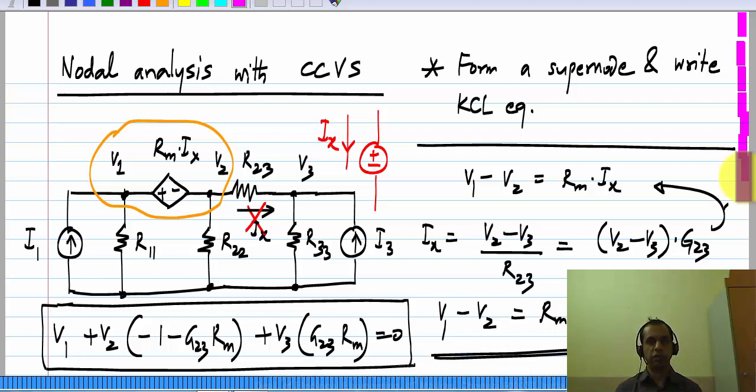So as far as the scope of this course is concerned, we will be considering only currents through resistors as controlling currents. We won't consider currents through voltage sources as controlling currents, because in that case nodal analysis cannot be used in the form that I have described.